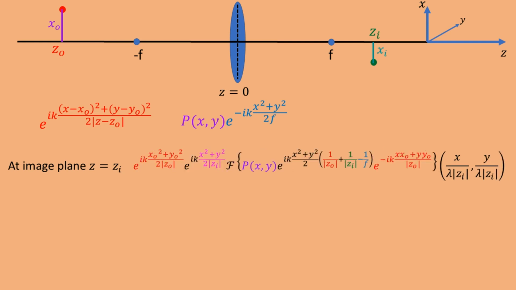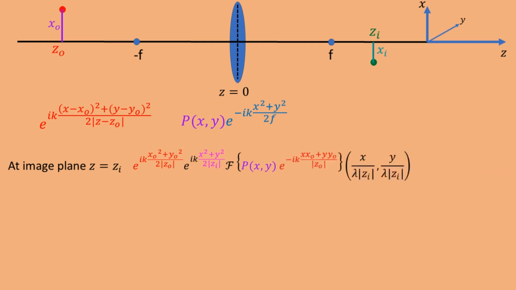This will give an exponent containing the factor 1 over z_o plus 1 over z_i minus 1 over f, and because we've chosen z_i so that it corresponds to the image distance, this factor vanishes due to the thin lens equation. What's left in the Fourier integral is the pupil function multiplied by a linear phase function. In it, we can write k equal to 2 pi over lambda, so that the phase term looks more like the complex exponential in a Fourier integral.